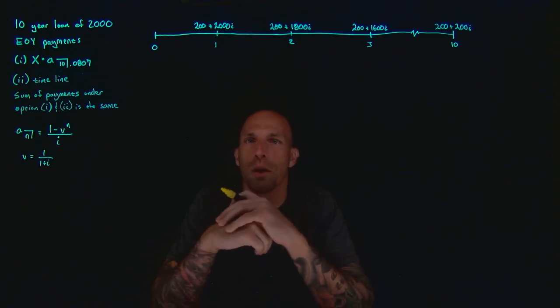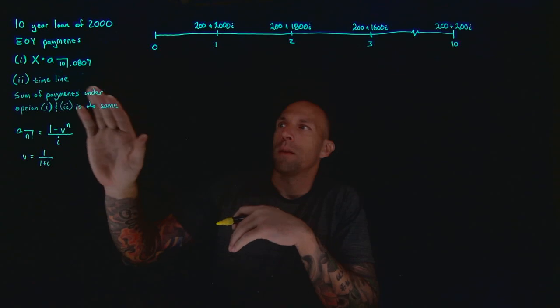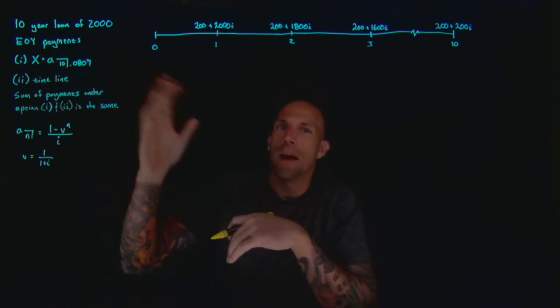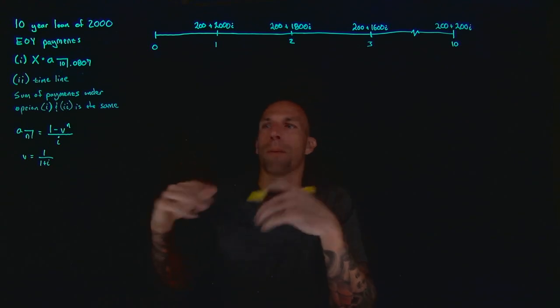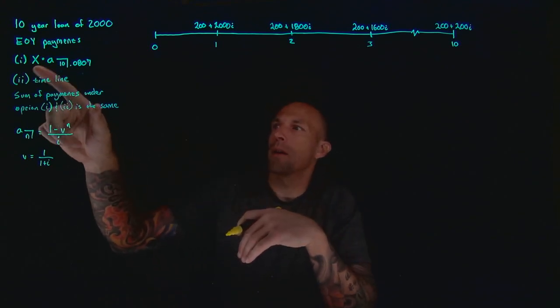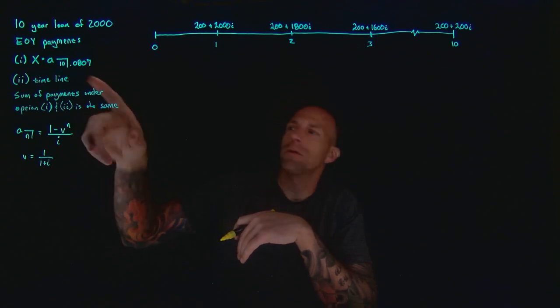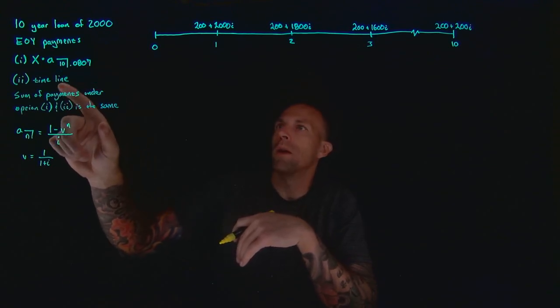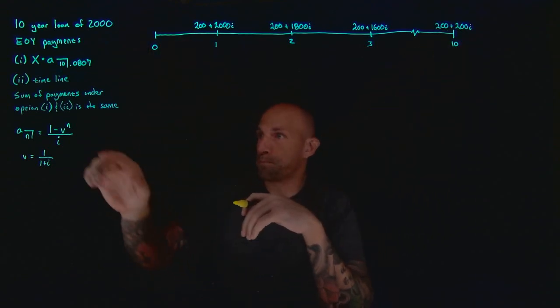This is problem number 12. We've got a 10-year loan of $2,000 that is being repaid with end-of-year payments. There are two different ways we can repay that loan. We can make some unknown payment 10 times at 8.07%. Or we can do what's on this timeline here, which I'm going to walk through in just a moment.